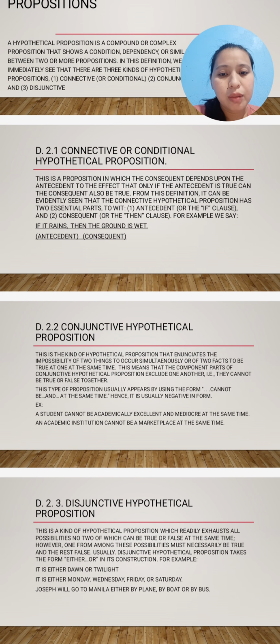Conjunctive hypothetical proposition. This is the kind of hypothetical proposition that enunciates the impossibility of two things to occur simultaneously or two facts to be true at the same time. This means that the component parts of a conjunctive hypothetical proposition exclude one another. They cannot be true or false together. These types of proposition usually appear by using the form cannot be and at the same time. Hence, it is usually negative in form.